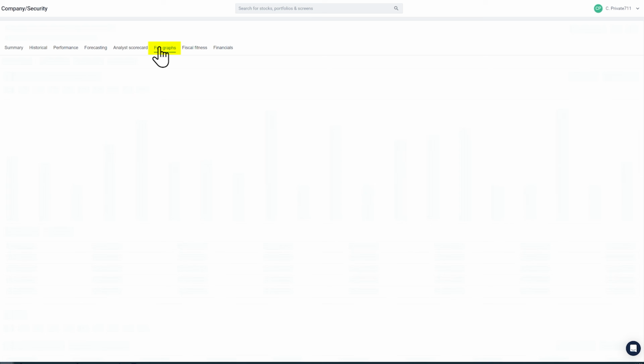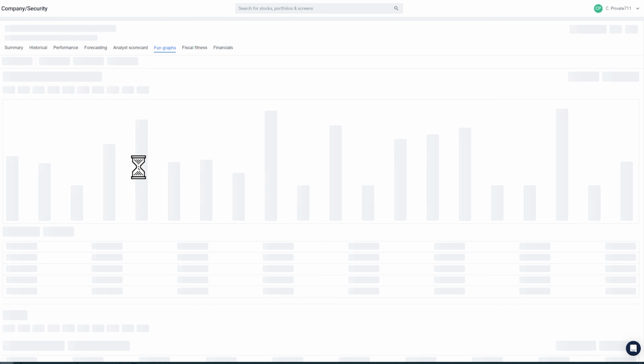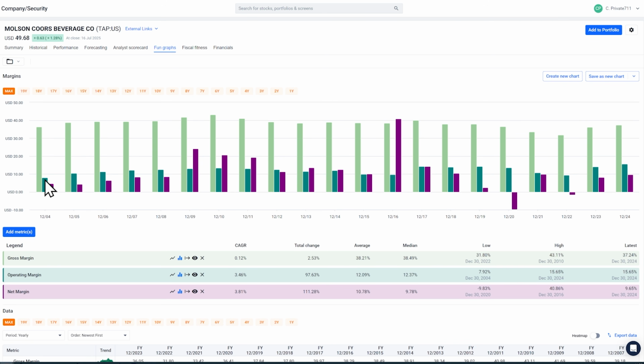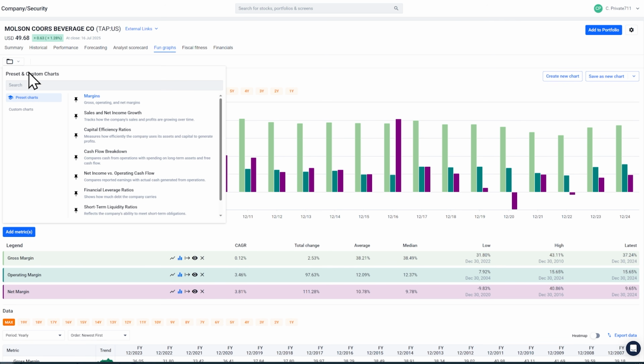Now, I can also go into fund graphs, and I can do a lot of the same work. Fund graphs have just been really updated. And one of the things I like about fund graphs, and we'll be improving on this, and I want subscribers to know, we're going to be giving you what we consider to be, with these preset charts, the quick way to look at the company. You might even ultimately replace fiscal fitness.